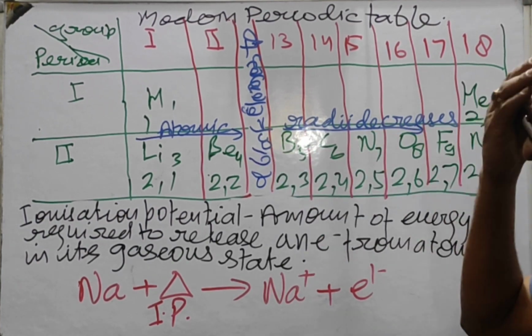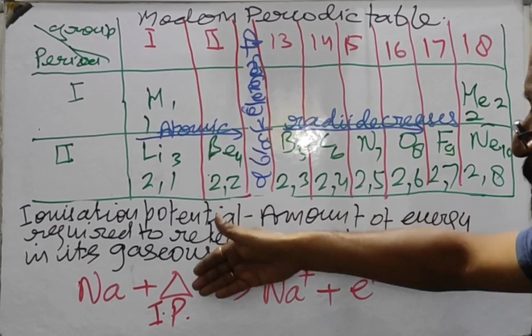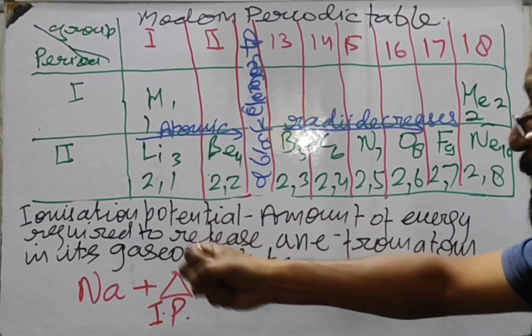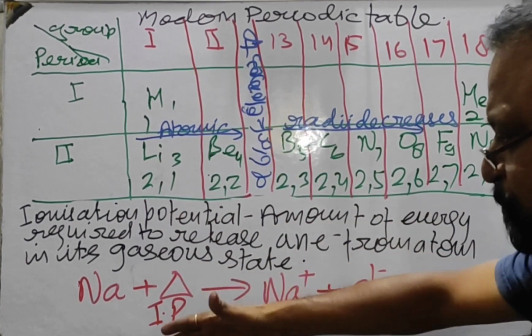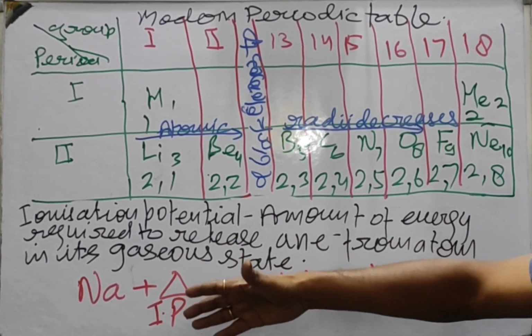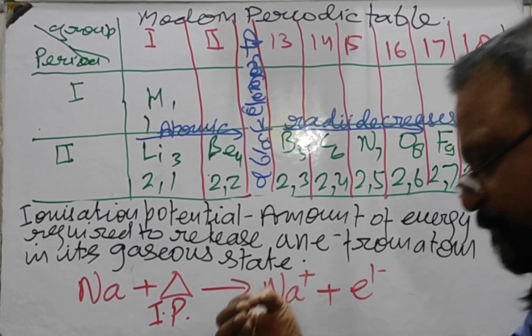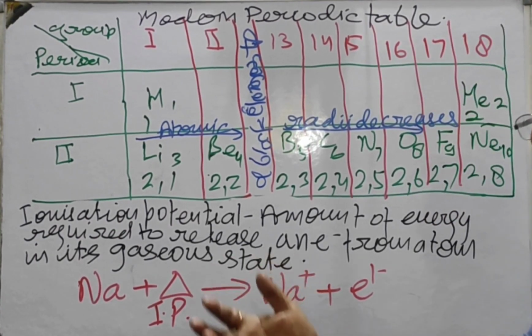Similarly, for top to bottom in a group, what happens? It is having one shell, it is having two shells, so releasing an electron is quite easy. So ionization potential is decreasing. The outermost shell is having less impact of the electrostatic force of attraction offered by the nucleus, right? Releasing an electron is easy. So ionization potential decreases from top to bottom in a group and increases left to right in a period.